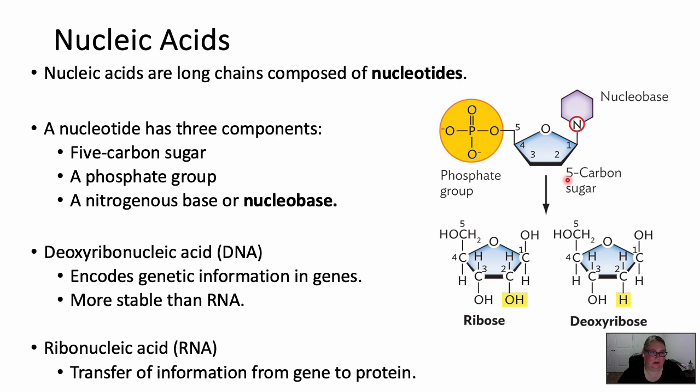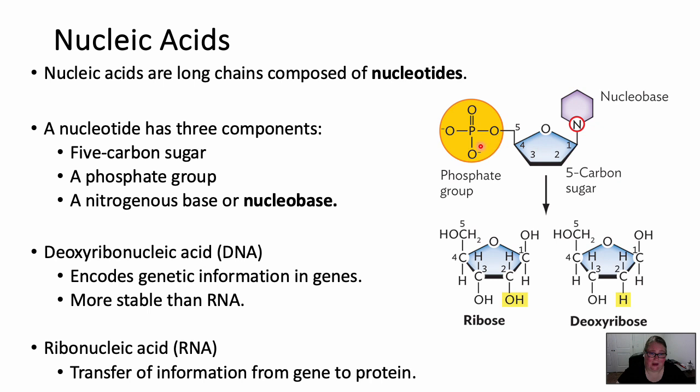Okay, so let's talk about nucleic acids. Nucleic acids are composed of long chains of nucleotides. So the nucleotide is the monomer that makes up nucleic acids. It doesn't matter if it's DNA or RNA, each nucleic acid is made up of these individual nucleotides. Now, a nucleotide has a very unique structure, but it's a consistent structure for both DNA and RNA. So there's three components to a nucleotide.